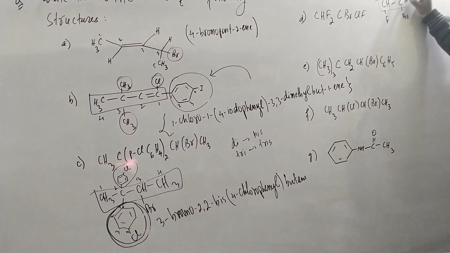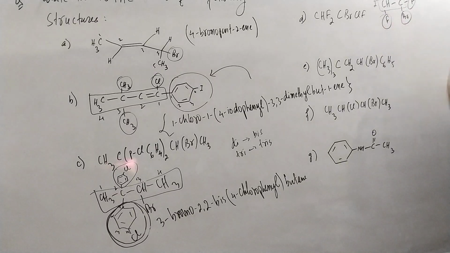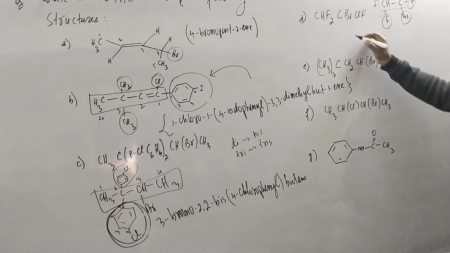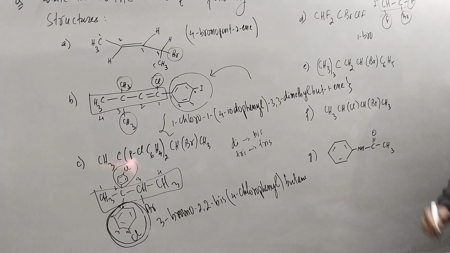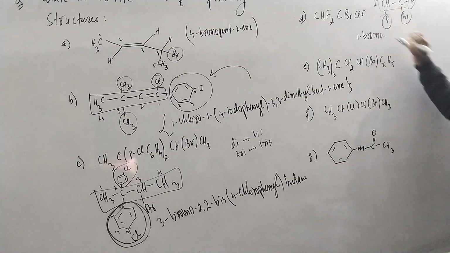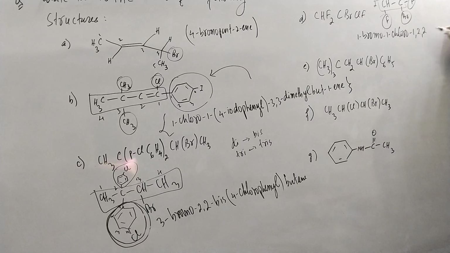Right. Because there are 3 halogens attached to this carbon atom, right? So this should be numbered as 1, and this must be 2. So the name would be 1-bromo. Prefixes must be written in alphabetical order. 1-bromo, then 1-chloro, then 1,2,2-trifluoro, then ethane. This would be the IUPAC nomenclature of this compound.